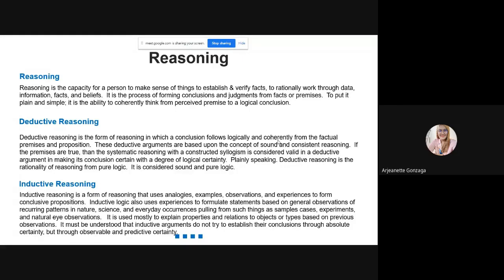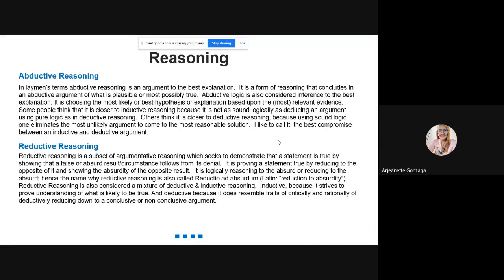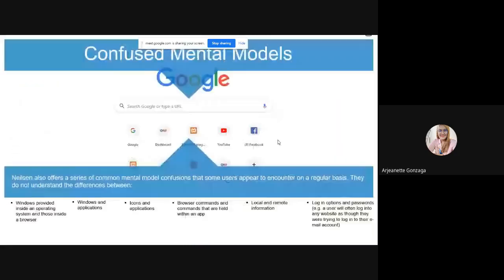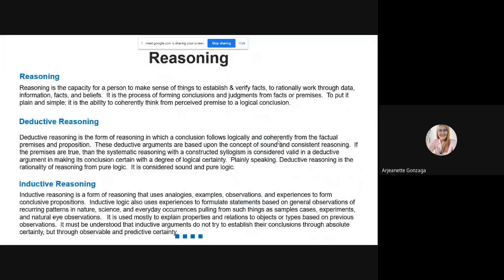Okay, next we have the reasoning. So, sa reasoning, it is the capacity for a person to make sense of things, to establish and verify facts, to rationally work through data, information, facts, and beliefs. It is the process of forming conclusions and judgments from facts or premises, to put it plain and simple. So it is the ability to coherently think from perceived premise to a logical conclusion. So alam nyo na yung reasoning.